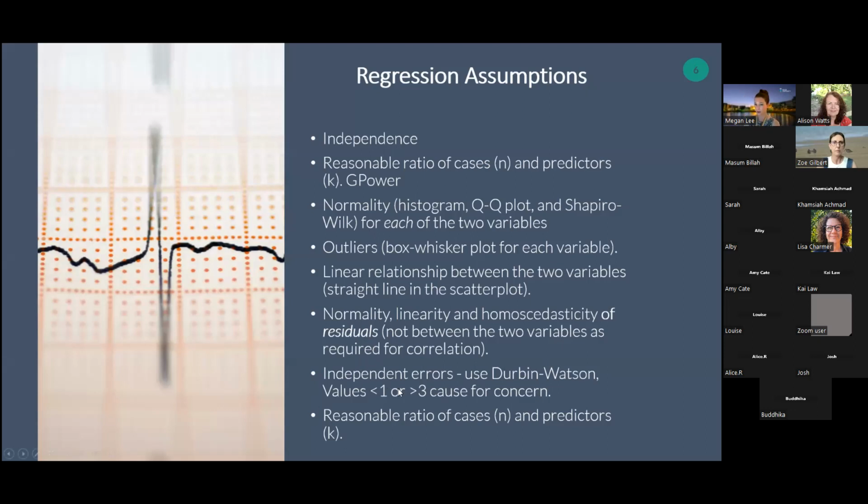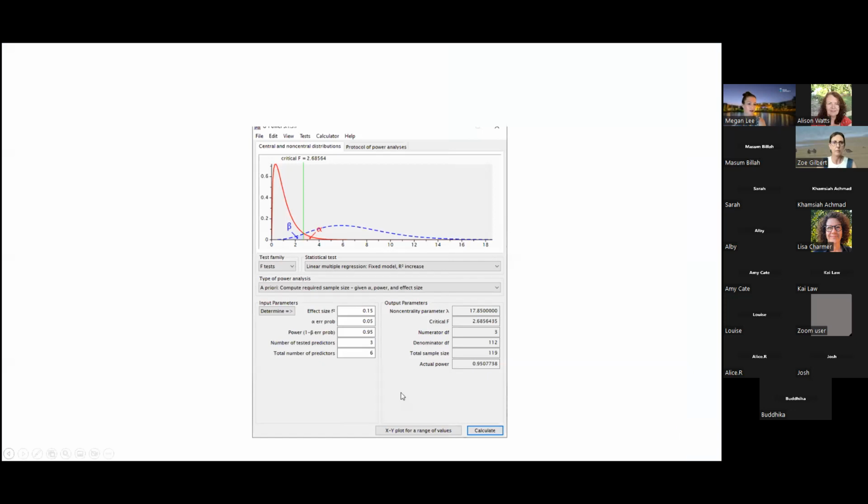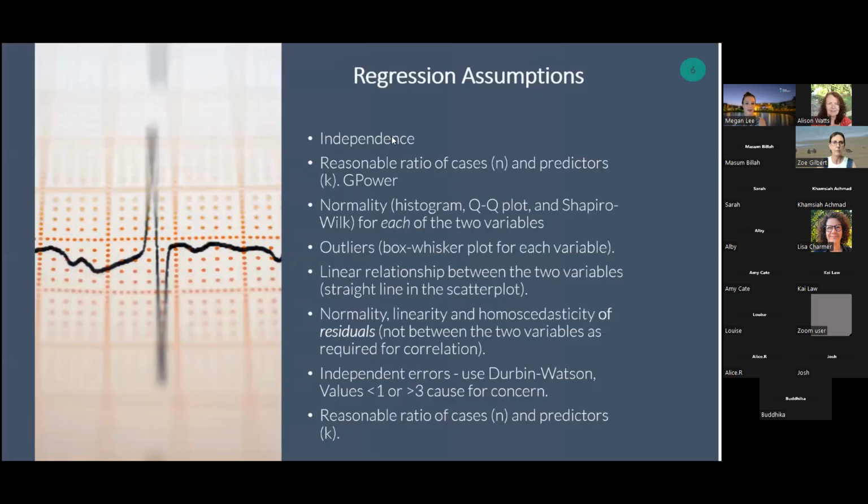Independent errors, you want those residuals again, the error between the perfect model and the participant scores. You want those errors to be independent of each other. And SPSS will give you a Durbin-Watson measure for that. It needs to be between 1 and 3. Anything outside of those is a cause for concern. You need to bootstrap or you need to think of a different way of doing your data analysis. Oh, reasonable ratio of cases and predictors was on there twice because I thought it would be better up the front with independence.